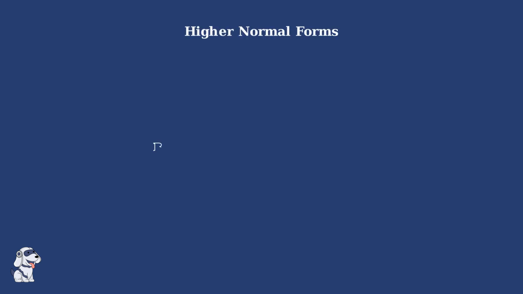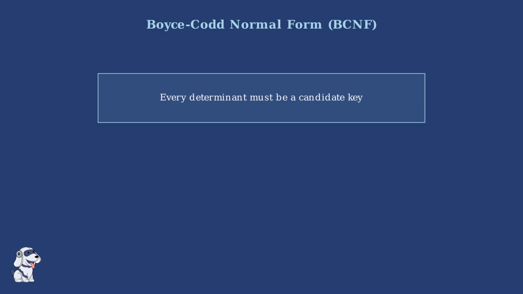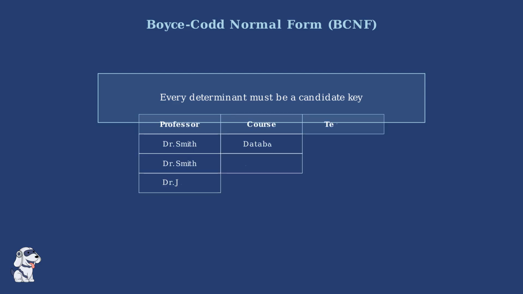While third normal form handles most database design needs, there are situations where even higher levels of normalization become necessary. Today, we'll explore 3 advanced normal forms that address specific data integrity challenges. Boyce-Codd normal form, or BCNF, is a stricter version of third normal form. It addresses problems that can occur when a table has overlapping candidate keys, multiple sets of columns that could serve as primary keys. Here's an example.